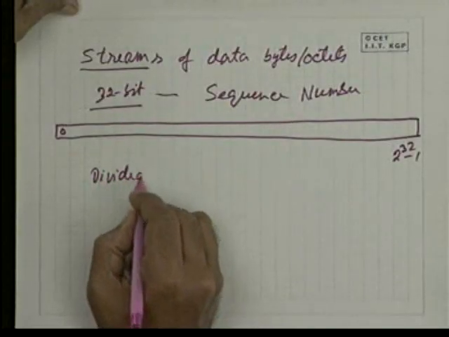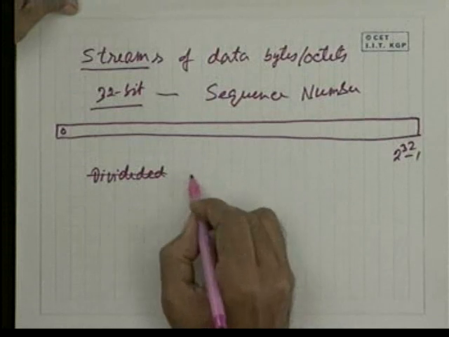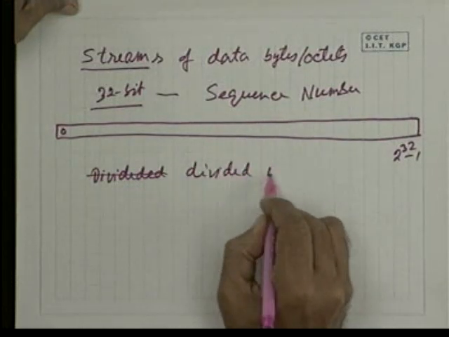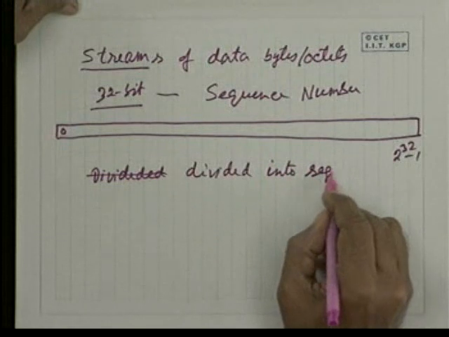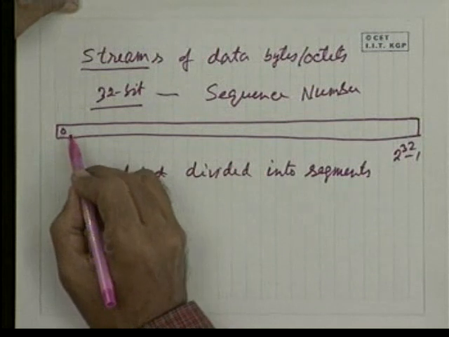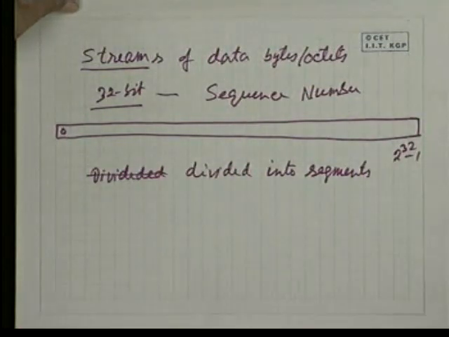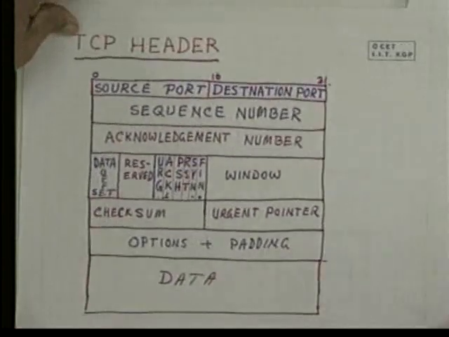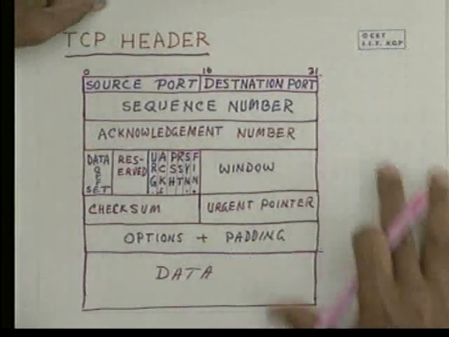Then what TCP does, this stream of data is divided into segments. Let us explain with the help of the TCP header how this is being done. Let us look at the TCP header to find out how this is being done.